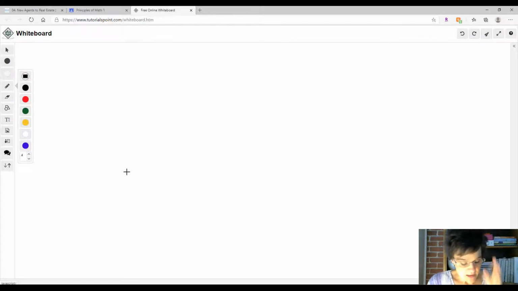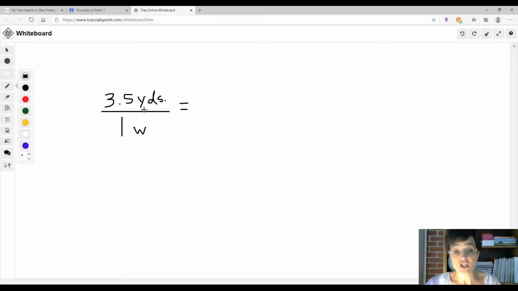Okay, so if you need 3.5 yards of ribbon to make one wreath, and you want to make 26 wreaths to sell at a fundraiser, how many yards of ribbon do you need? Okay, so we just set this up as a proportion. All right, so this is our proportion, 3.5 yards to one wreath. I'm just going to put W. That's our proportion. That's our ratio.